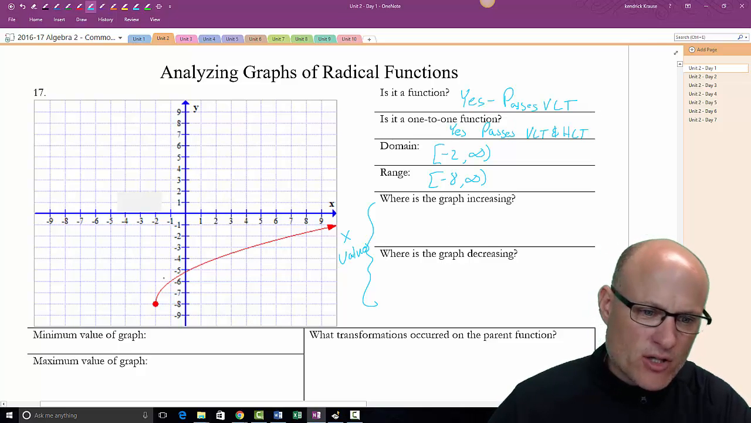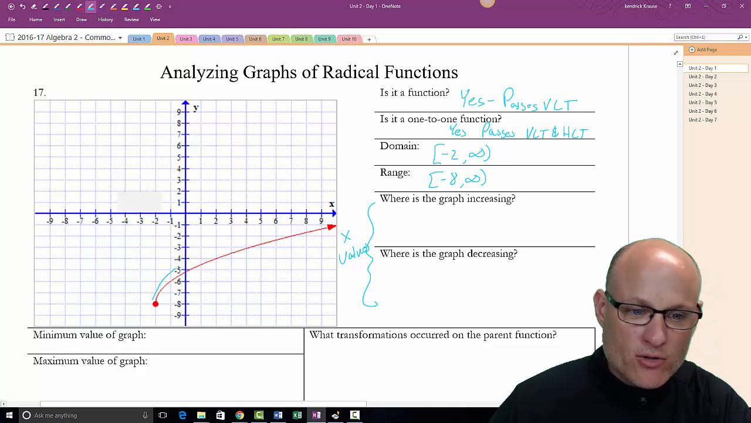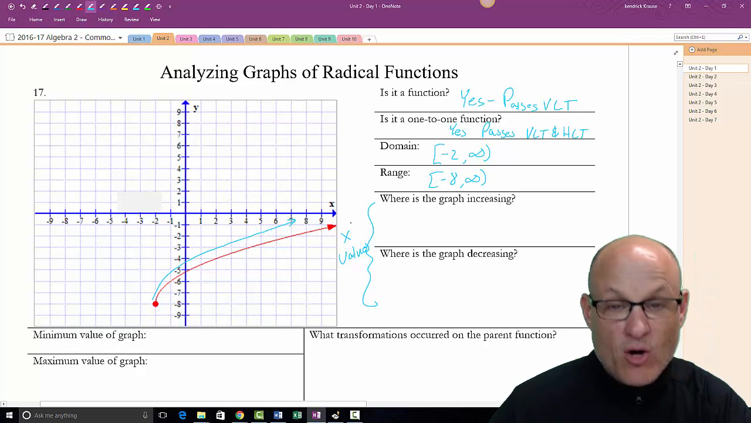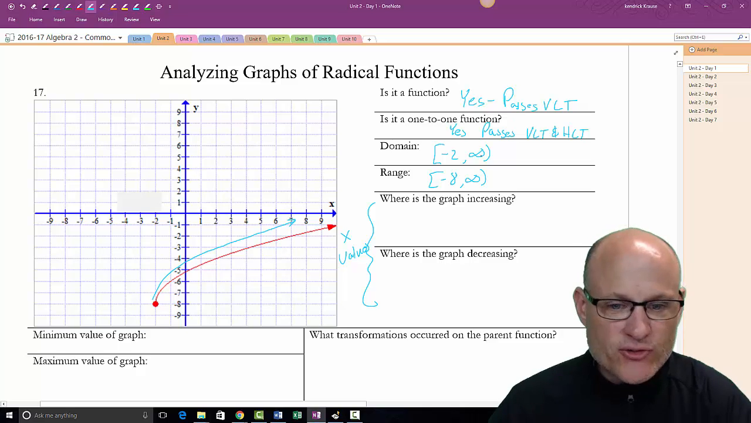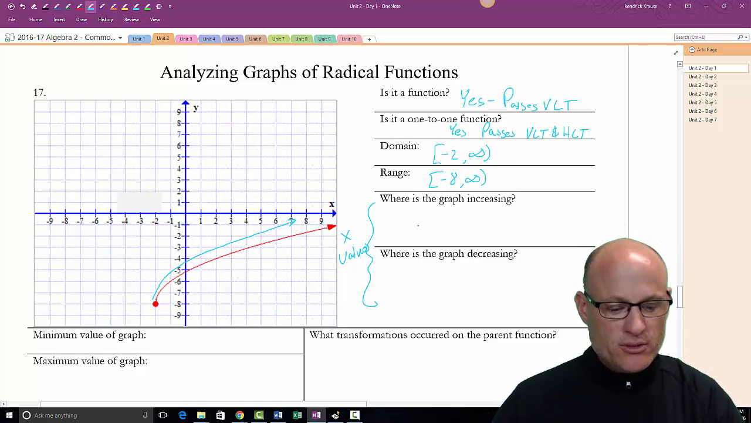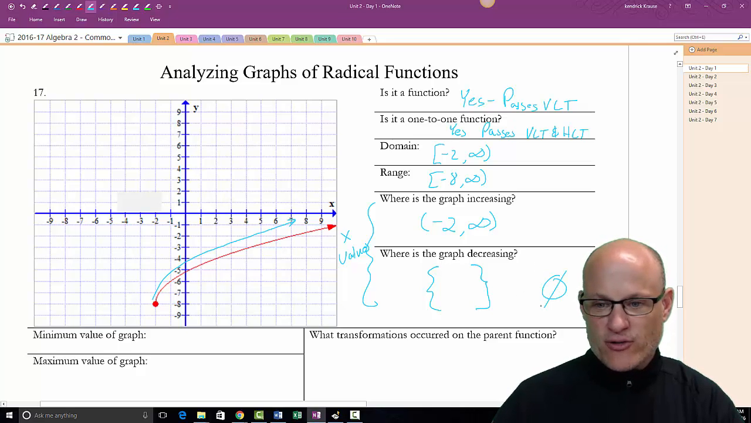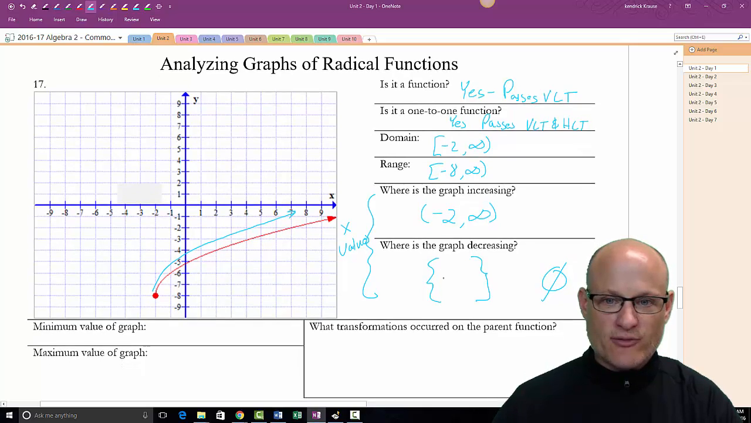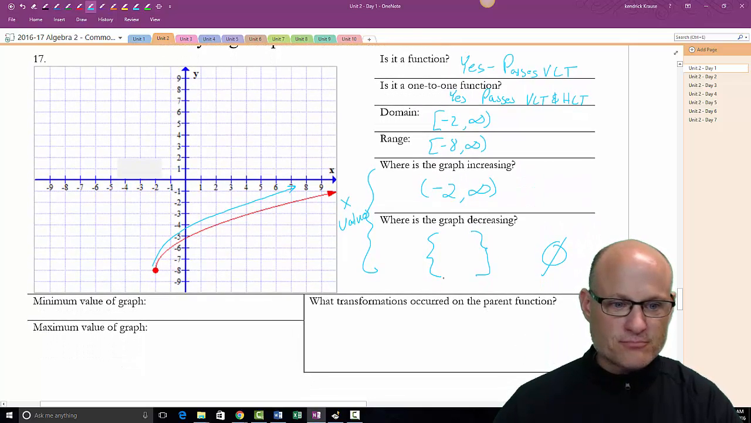And increasing is, where is it going up? Well, if I start here and I go to the right, I'm always going up. So starting at -2, you can't use -2 because at -2 it's an endpoint. You shouldn't use it. So -2 to infinity. Where's the graph decreasing? It is the empty set. You can either use that or this is also the empty set. I just like the curly brackets with nothing in them.